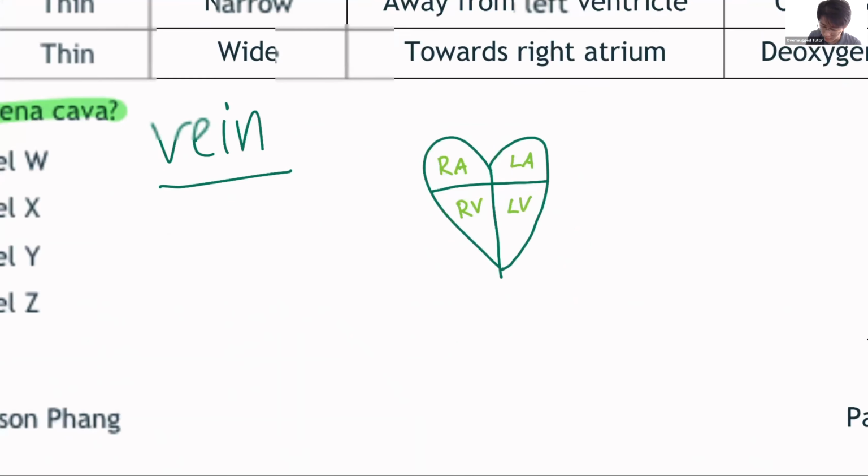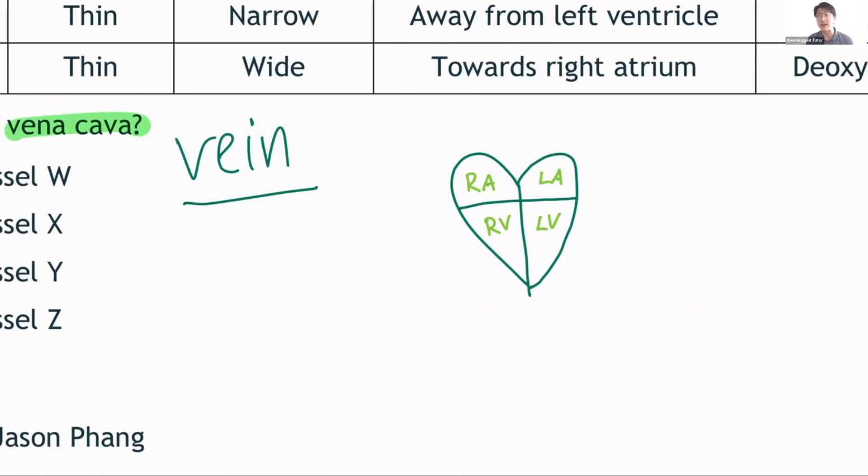Thank you. Okay, so we are looking at the vena cava. Where will the vena cava be connected to? The vena cava will be found at the RA. Okay, it will be bringing blood in to the RA. Okay?